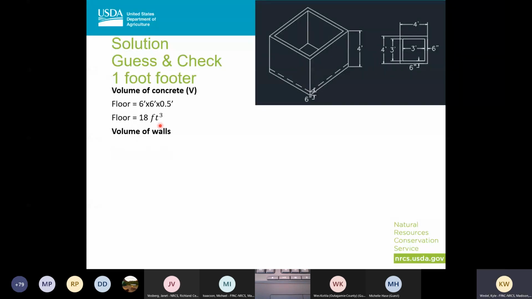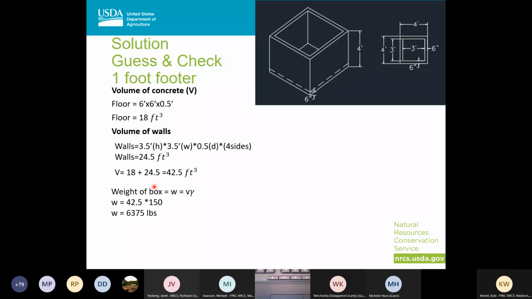Then I'm going to try to find out my volume of my walls. So again, I'm going to be 3.5 feet tall. This is going to be 3.5 feet long, and then I'm going to have 6 inches thick times 4 sides, and I'm going to get 24.5. And I'm going to add those two up. I'm going to get 42.5 cubic feet for my volume of concrete. So I'm going to take my volume of my concrete, and I'm going to multiply that by 150 to get 6,375 pounds.